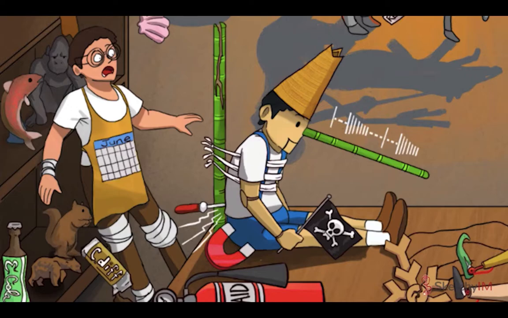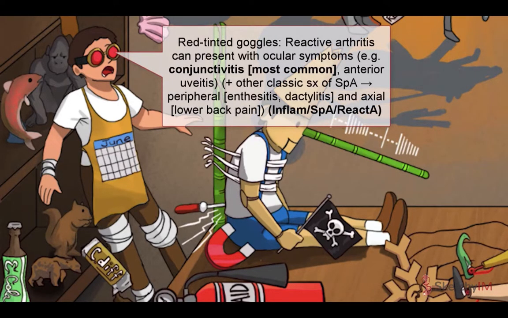Ocular symptoms can occur and typically consist of conjunctivitis. Anterior uveitis is less common. Just think of all the other symptoms that go along with spondyloarthritis. Some patients will develop dactylitis or enthesitis, and even axial involvement with inflammatory low back pain and sacroiliitis.